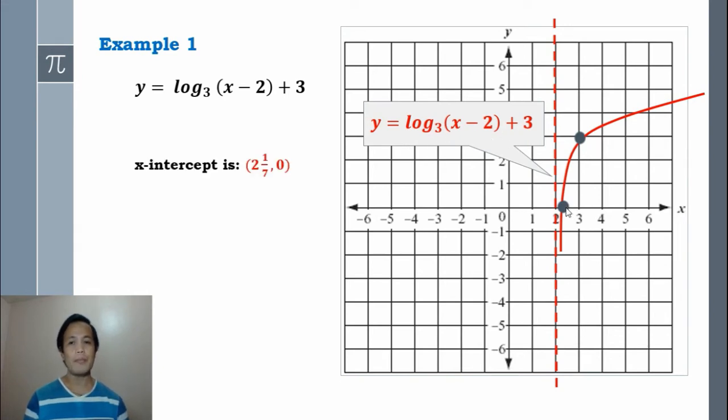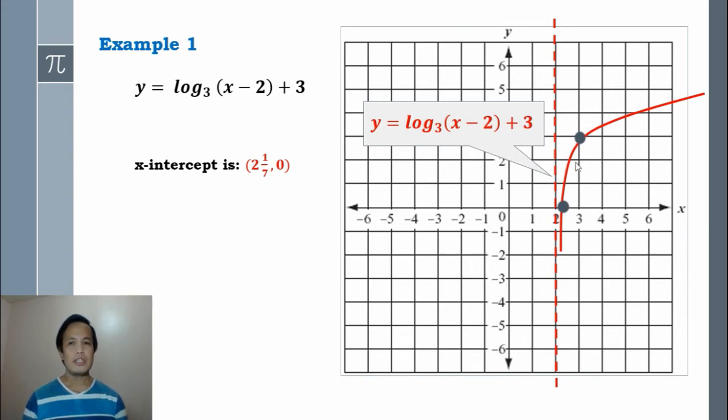The x-intercept now is approximately at the point 2 and 1 over 7. So how did we get 2 and 1 over 7 here? Since this is the x-intercept, we just simply set the value of y to 0 and solve for x. So we will use the subtraction property here, this minus 3, then change to exponential, then simplify. We will have 2 and 1 over 7 and 0. So approximately this point here.